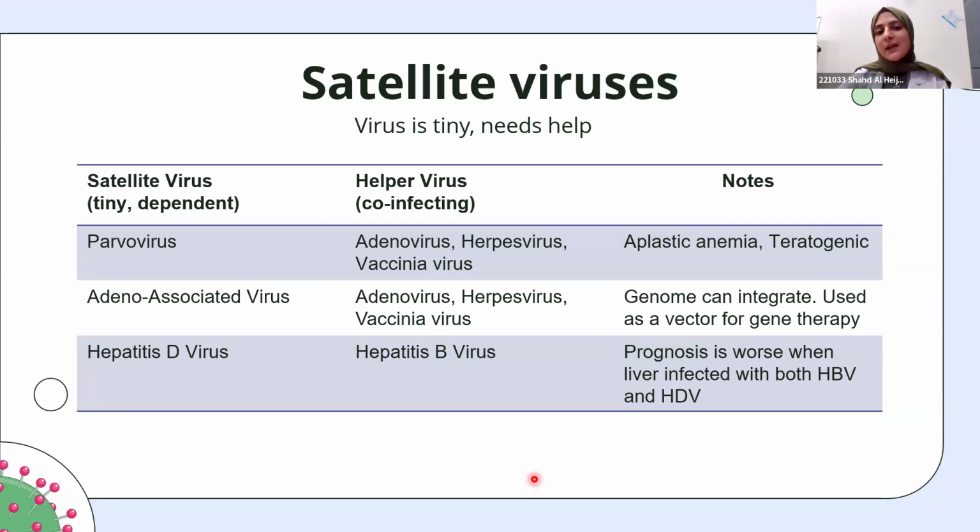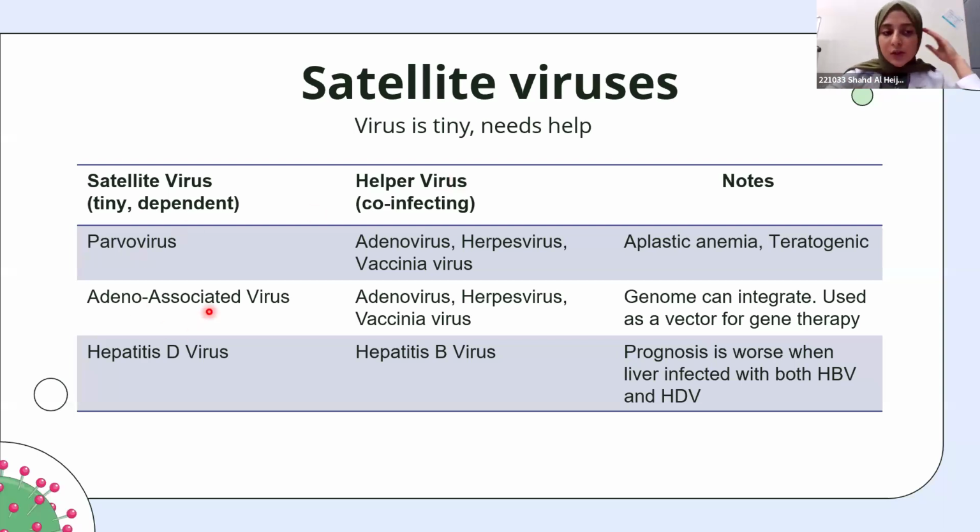Finally, for this lecture, we have satellite viruses. Satellite viruses are very tiny, and they need help. They can't just do their own thing alone. They need another virus to help them. So satellite viruses are tiny and dependent. They need a helper virus that's co-infecting. So those will infect the cell together, and now the tiny virus, the satellite virus, can take action.